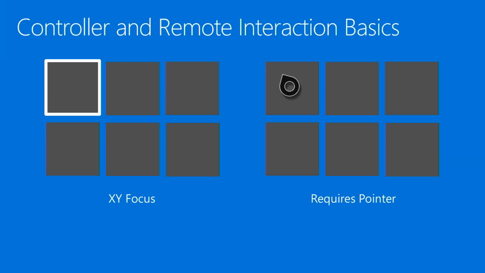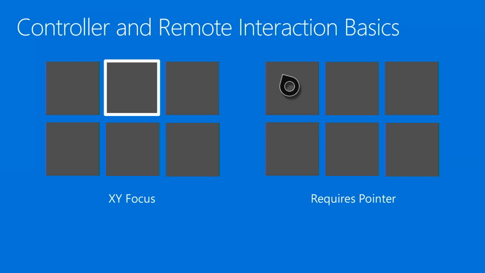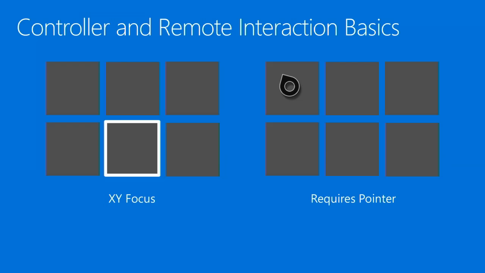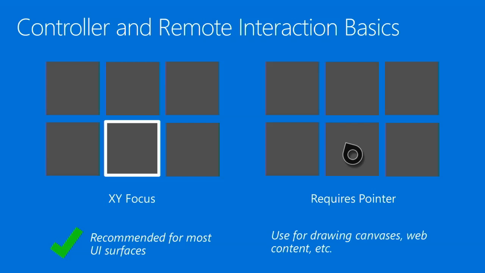So XY Focus kind of handles a lot of this for you. If you navigate right on the D-pad, you'd expect the selection to go to the right. If you navigate down, you expect it to go down. However, you can also use the mouse emulation for a few different controls if you need that kind of fine grain interaction. So XY Focus is recommended for most UI surfaces, but if you're putting in like a web browser control or something, you may want to switch to mouse emulation.